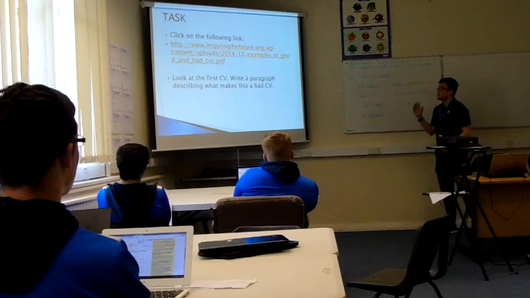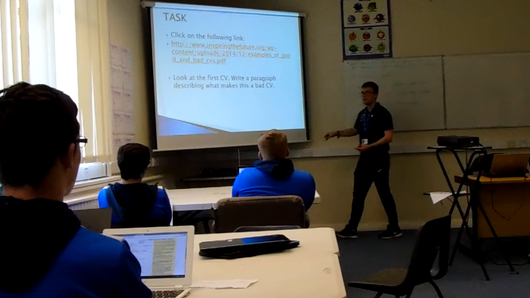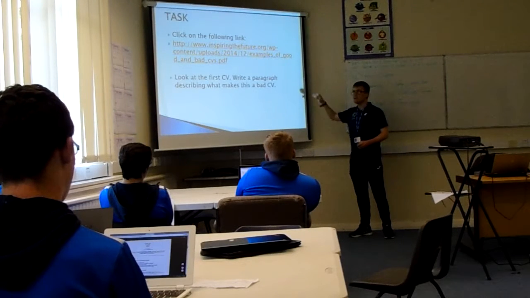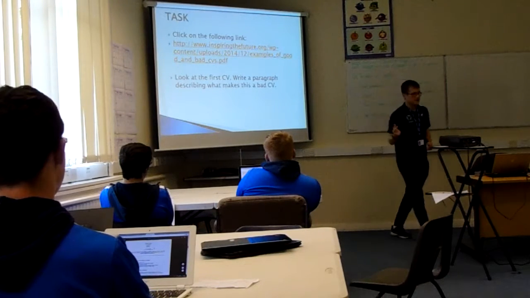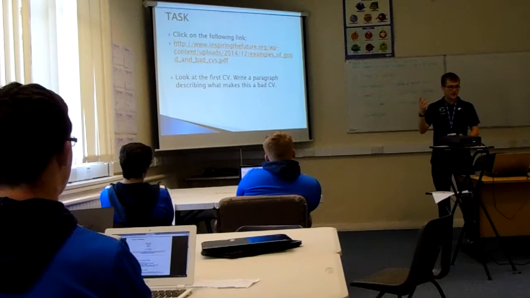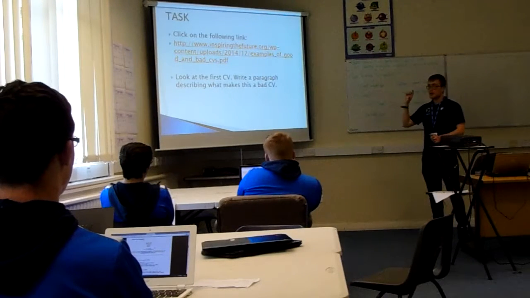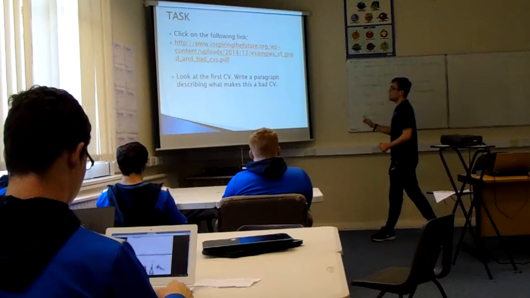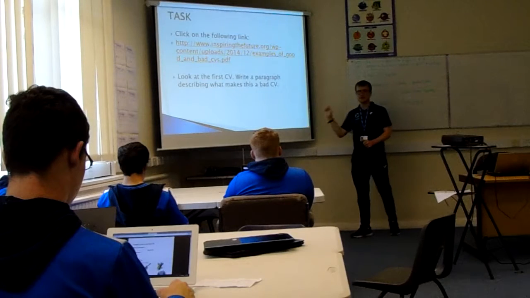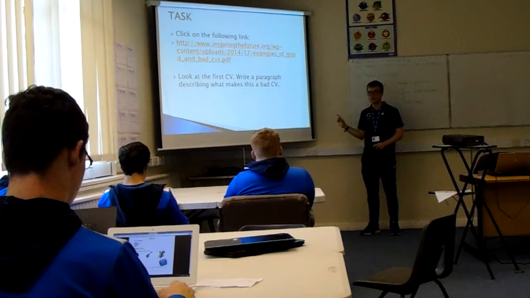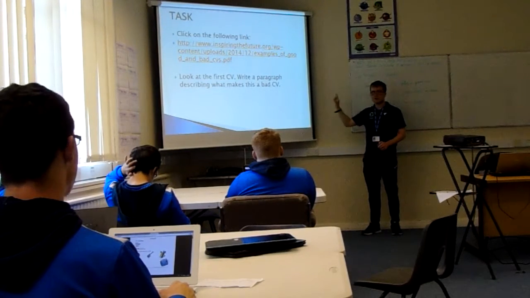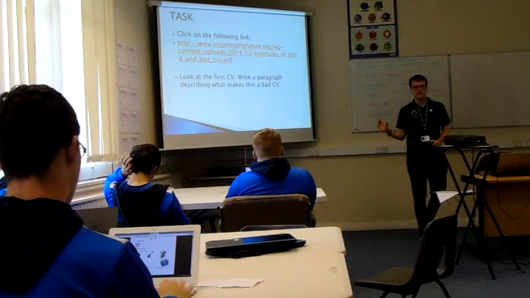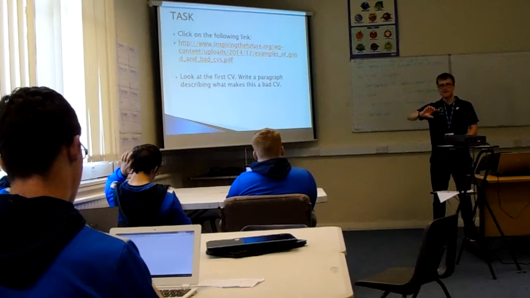Okay, next task you're going to do. On the previous task, down the side it gives you information on what was good and what was bad about those CVs. This time you're going to do it yourself. I've sent you another CV. You need to look at the first CV on this document and write a paragraph describing what makes this a bad CV, because it is not a good CV, the one I've sent you. Click on this link on the PowerPoint and tell me in a paragraph what makes this CV so bad. I'll give you again 5 minutes to get that done.